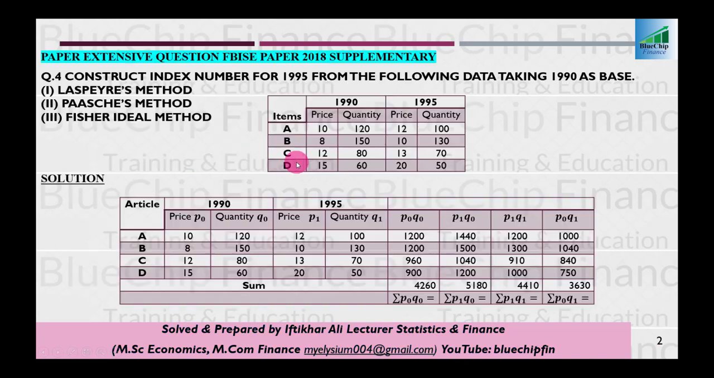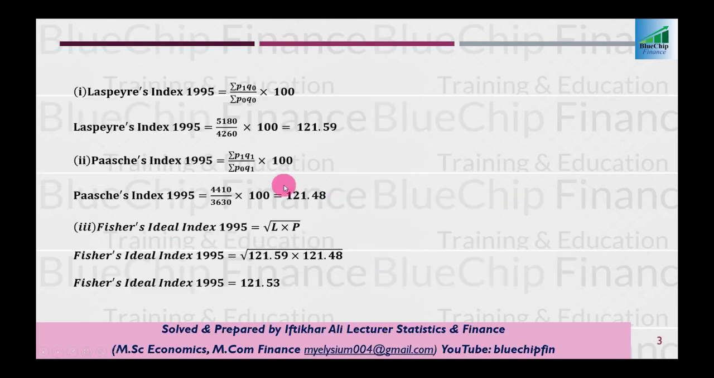After that, Paasche index is equal to sum of P1 Q1 divided by sum of P naught Q1 multiplied by 100. Just take the sums from here. 4410 divided by 3630 multiplied by 100. And your Paasche index number is 121.48.